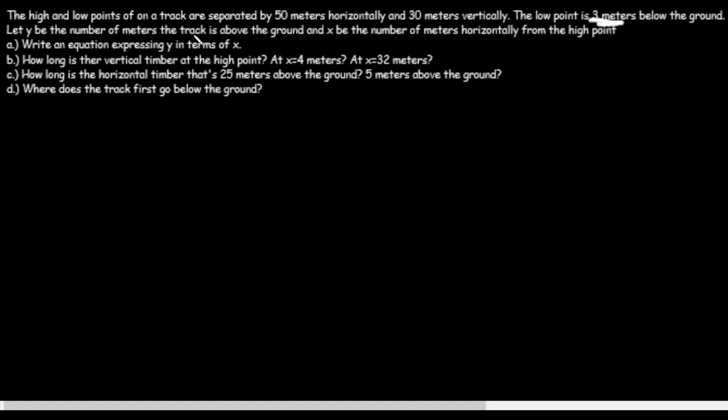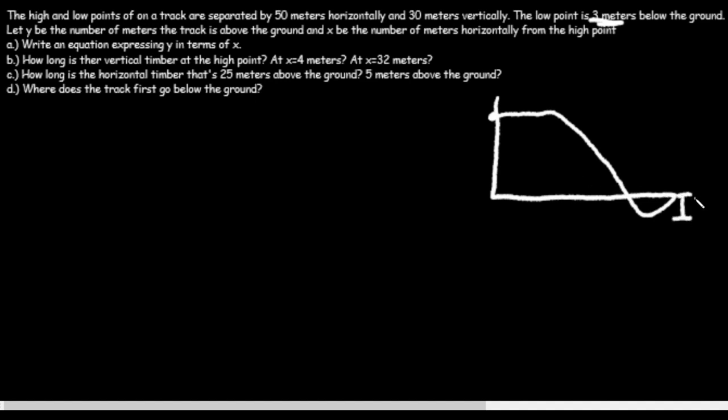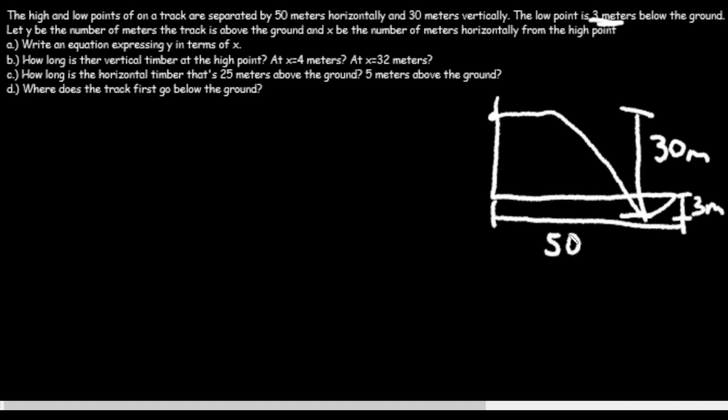Let y be the number of meters that the track is above the ground, and x be the number of meters horizontally from the high point. So we have this graph right here, and 30 meters vertically is how high the graph is. So we should draw something like this, it goes down like so. Right here is 3 meters, but this whole roller coaster, let's just say, is 30 meters right here, and this whole length of the roller coaster is 50 meters.